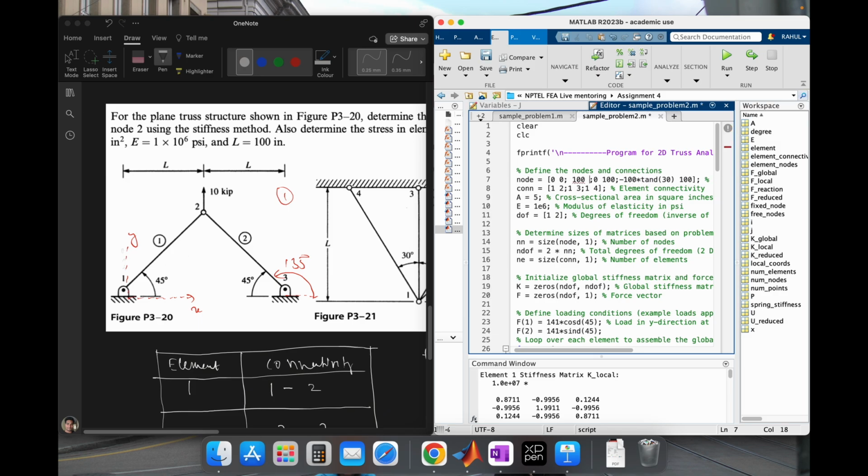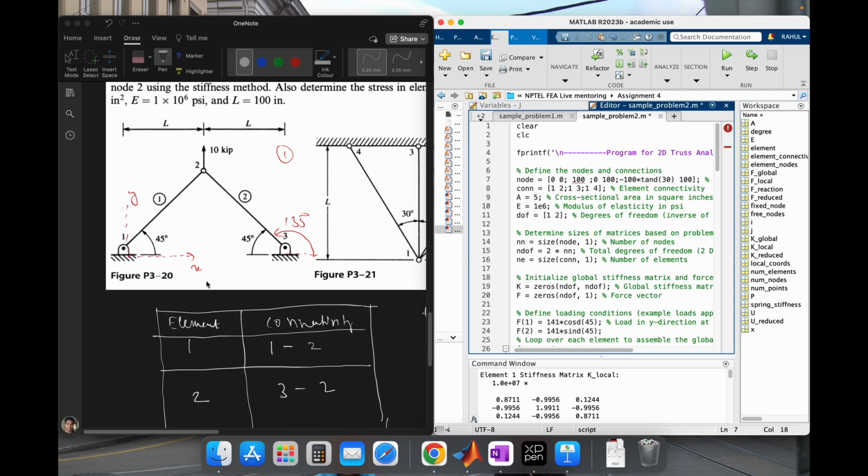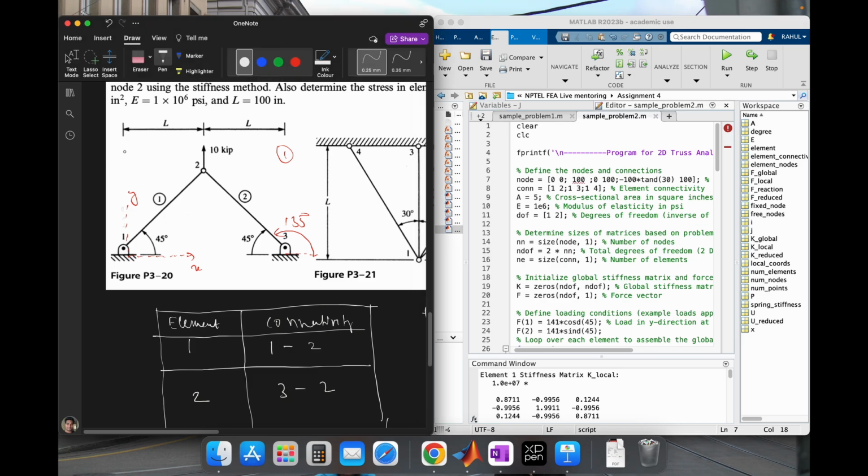Here you can see that at node number 2, I have to note the x-axis length, and that is nothing but 100. Now, what will be the y-axis length? If we note it, I can write tan theta equal to perpendicular, meaning y, divided by base. So y equals L tan theta.